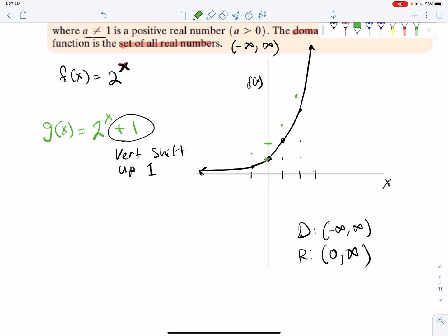So you have this new exponential function. Here's another thing that's really important to see.